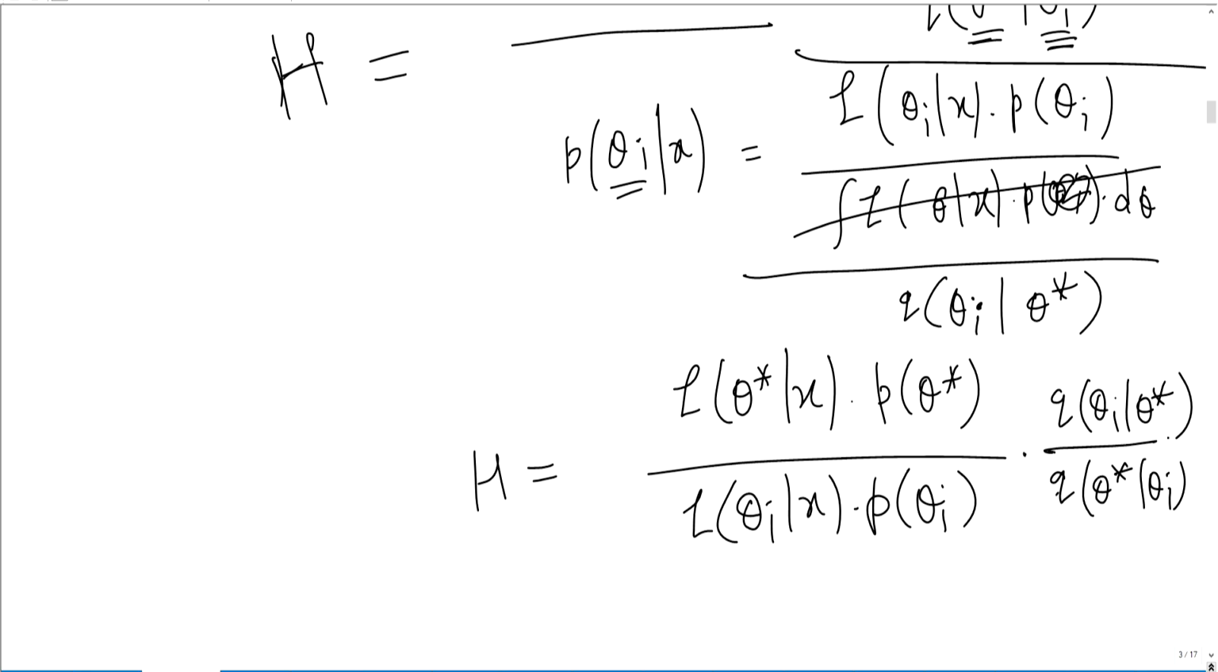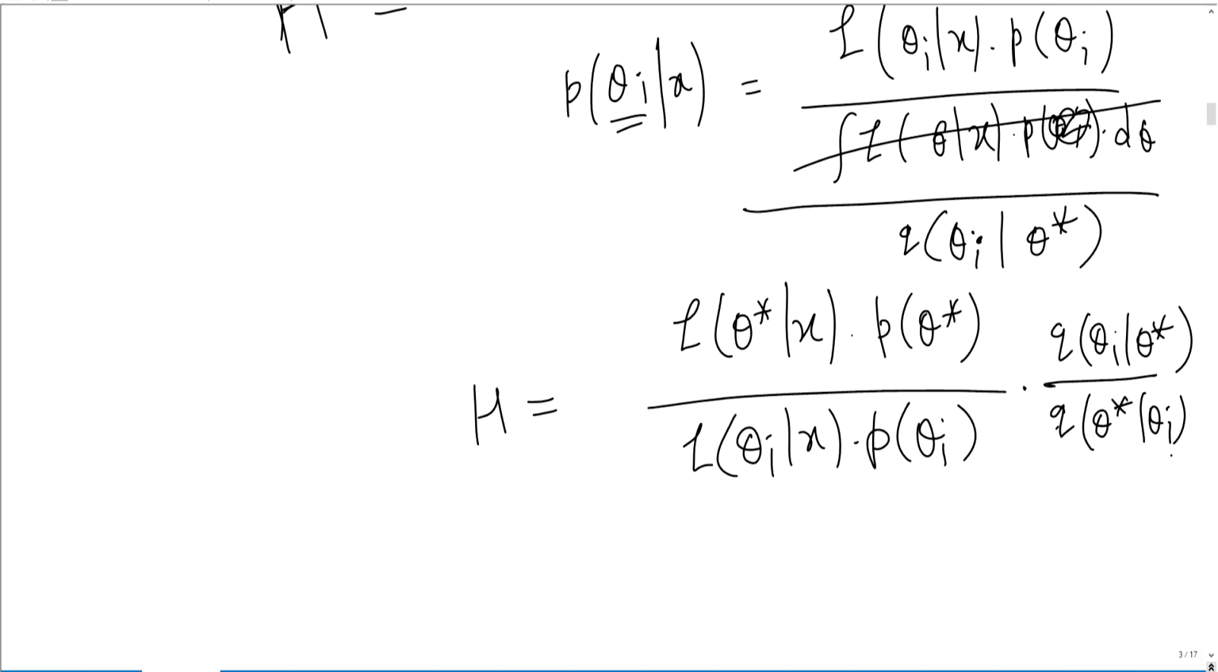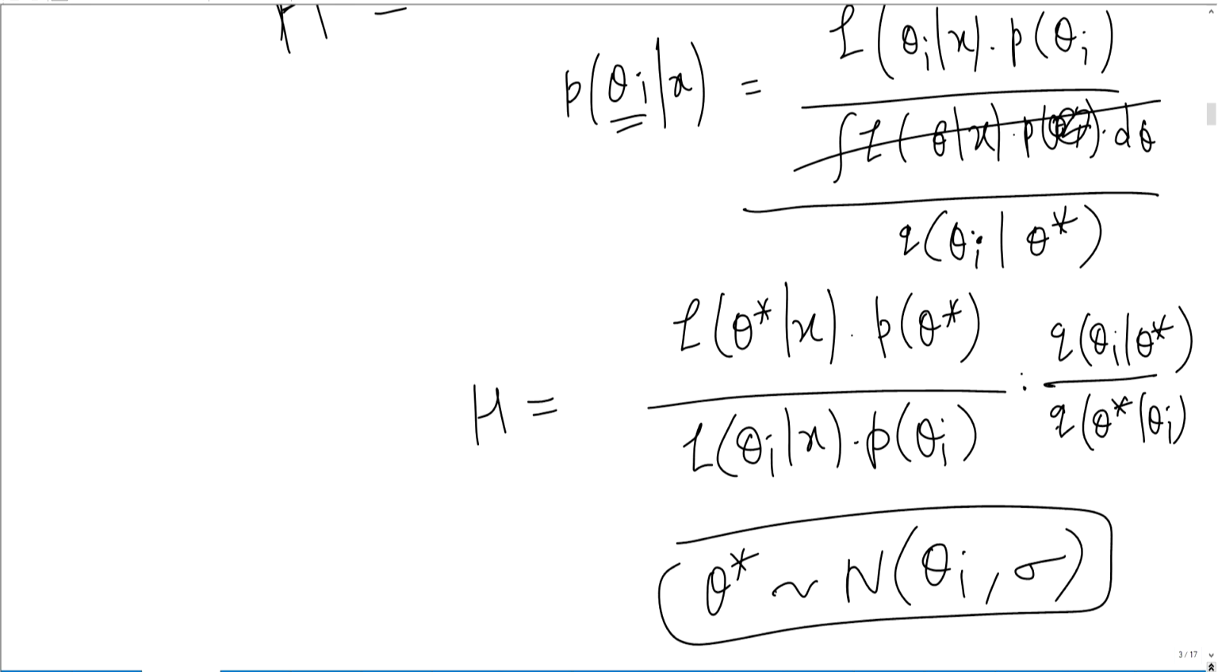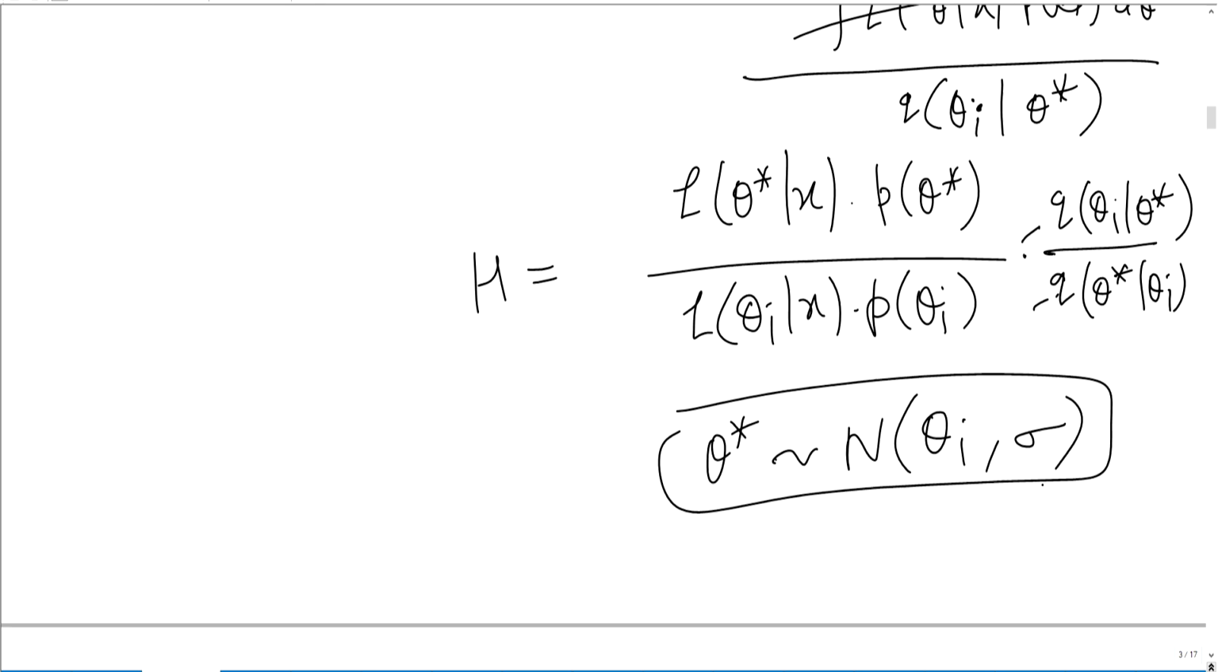If your proposal density is symmetric, so let us say you are drawing theta star from a normal distribution with mean theta I and standard deviation sigma, in that case this density and this density would be equal. Basically the probability density of observing theta star given theta I as mean will be equal to probability density of theta I given theta star as the mean. Okay. So, basically both these densities will be same.